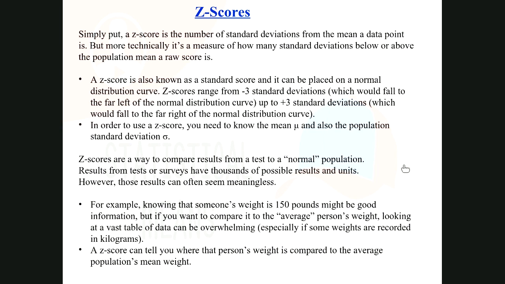Is there a question about z-scores? No questions. Okay, so I'm going to play the video of that.